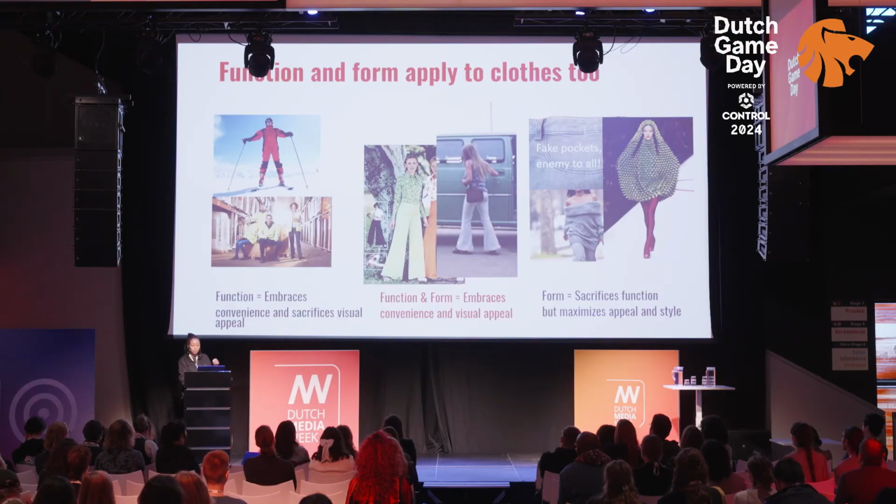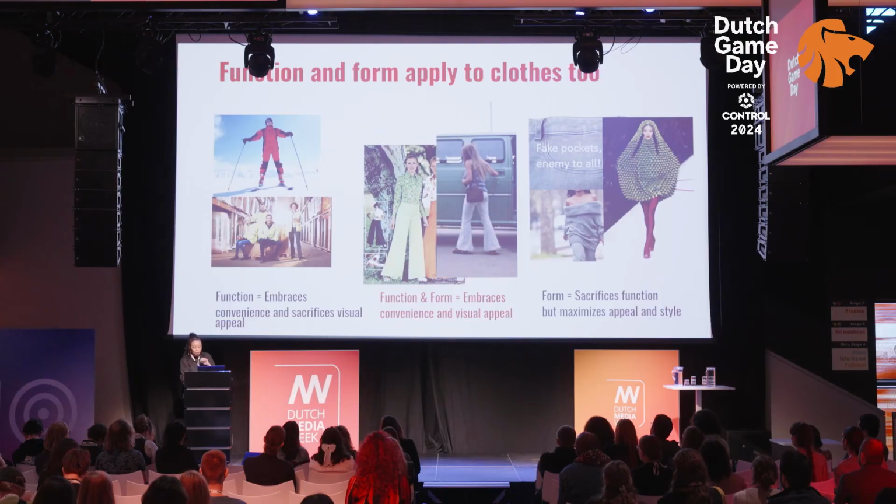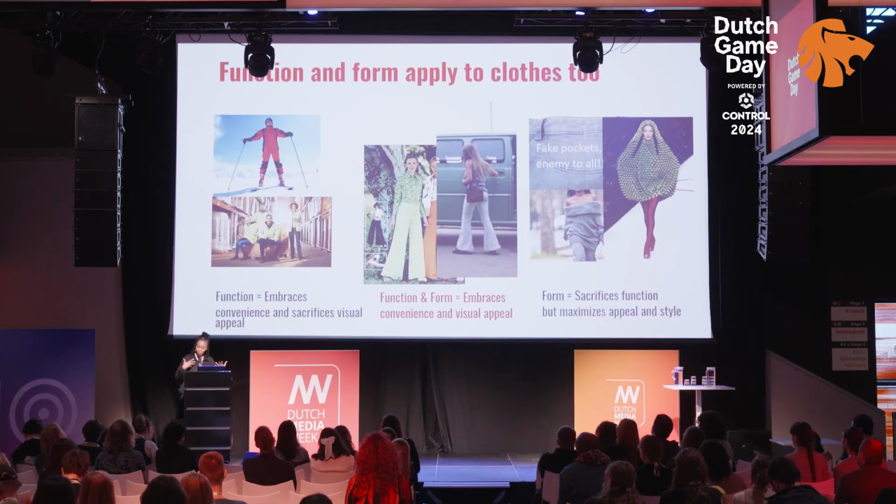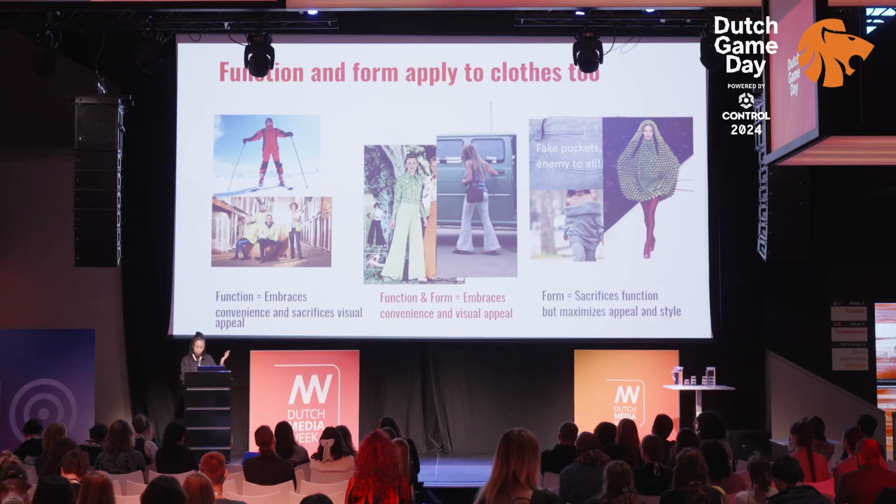So I like to categorize these into three sections. There's many ways to do this, but this helps me. So first is function itself, which embraces convenience of its primary purpose. So, for example, ski suits protect you from the snow. High-vis jackets help the visibility of the wearer. The next one, function and form, embraces convenience and visual appeal. Take 70s bell bottoms, which I use as an example, you're still able to function in them.